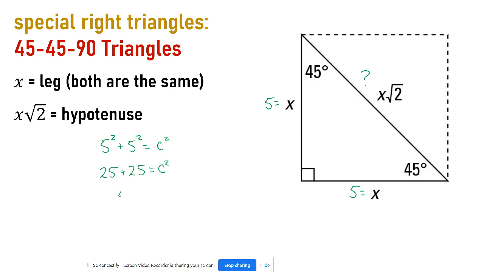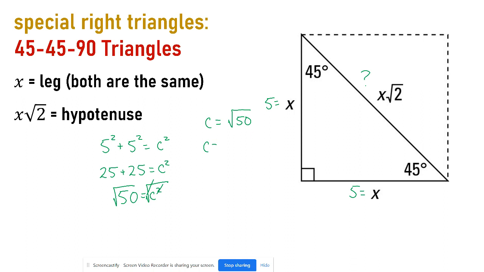We add those together, we get 50. And now we're going to take the square root of both sides. And we get c is equal to the square root of 50. Now, 50 is not a perfect square. There's no whole number that you can multiply by itself to get 50. But we can break this down.